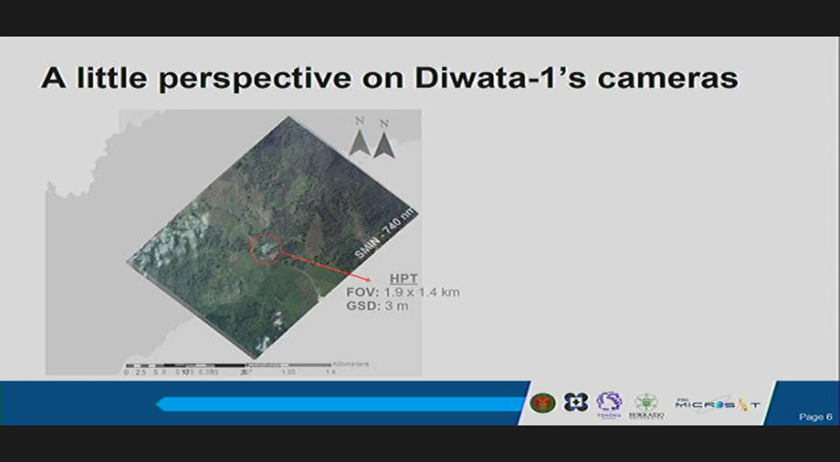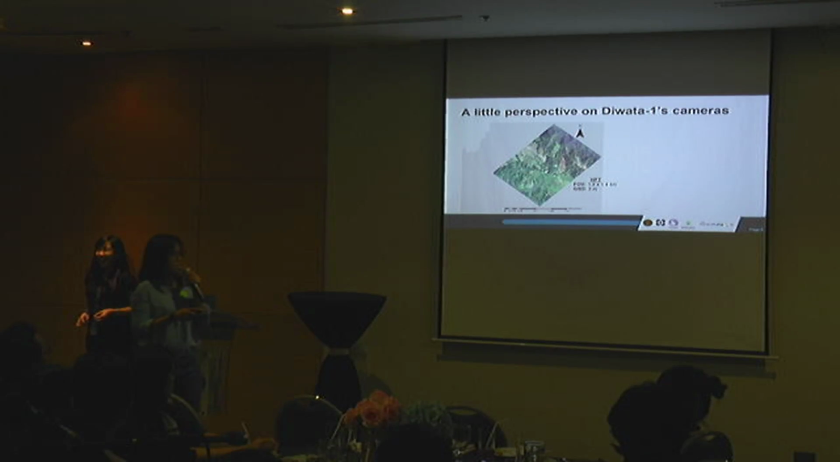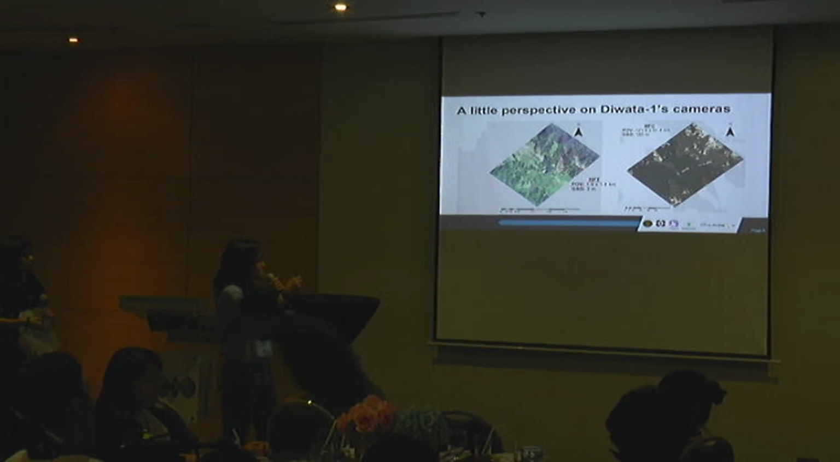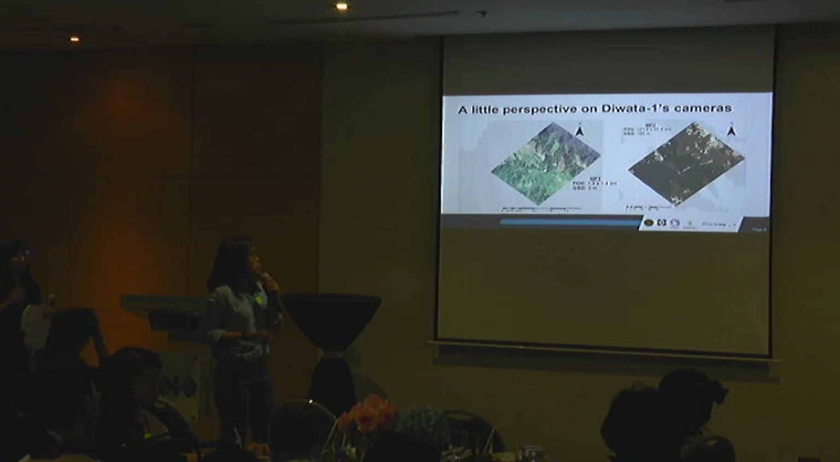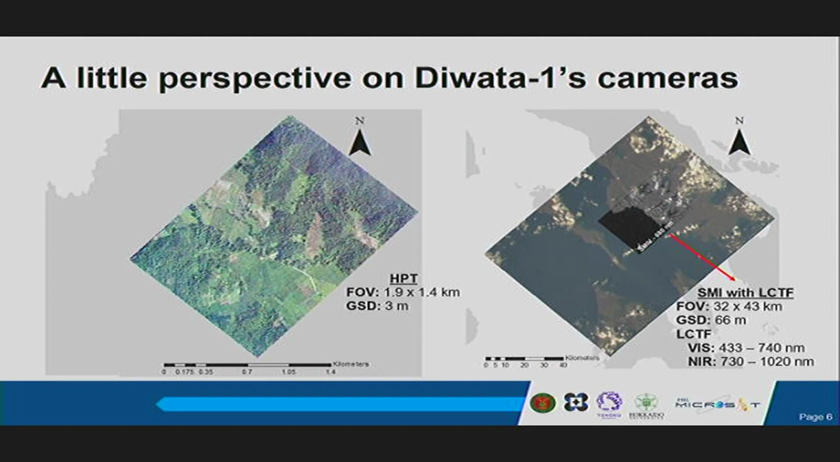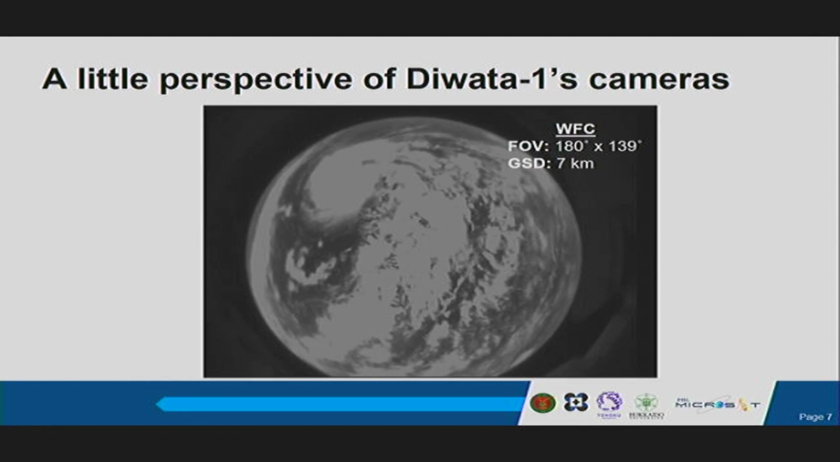Okay, now, just zooming in on that HPT image. Now comparing this image, okay, so this image is taken by MFC. Field of view is 101.9 by 91.4 kilometers, and GSD is 185 meters. And then comparing this image of MFC to that taken by SMI, the image taken by MFC is bigger. So this is the image taken by SMI. Okay, and then lastly, this is a sample image taken by the wide field camera. So you can observe that we can see the whole Earth in the image.